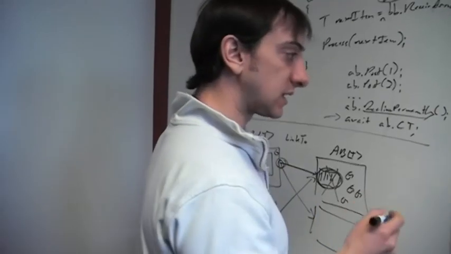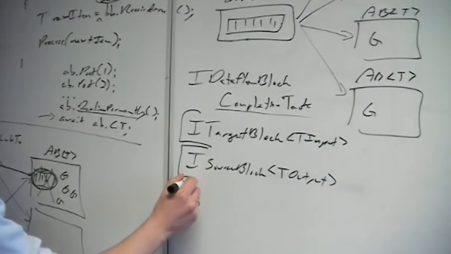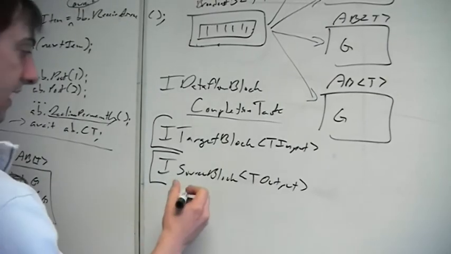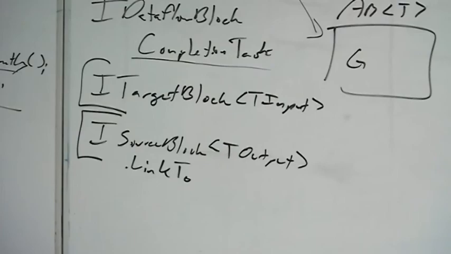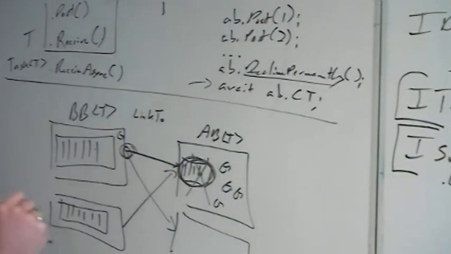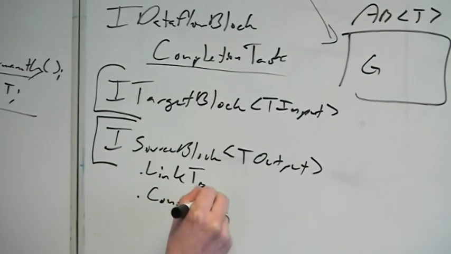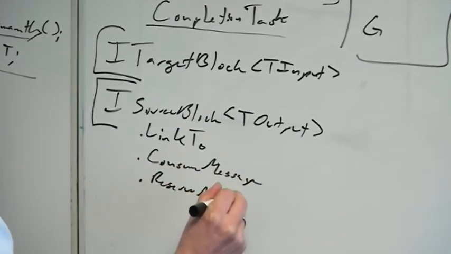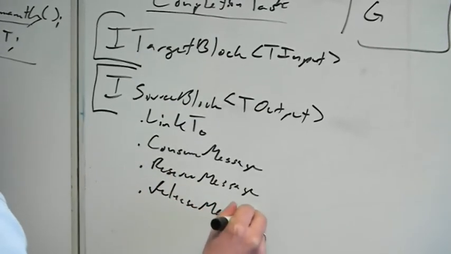Source block is a little bit more complicated. It's pretty easy to implement the target interface. It's a little bit more complicated to implement this one if you care about supporting all of the scenarios that blocks support. You don't have to. But the primary methods on here are LinkTo, which we already saw here. This is what allows you to connect up two blocks. There's a method called ConsumeMessage, one called ReserveMessage, and one called ReleaseMessage. So we'll describe these in turn.